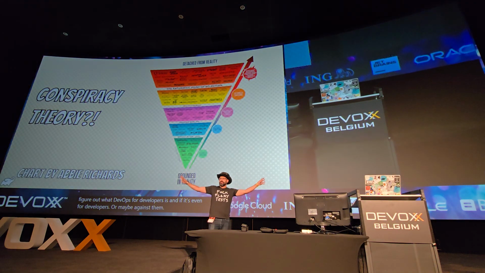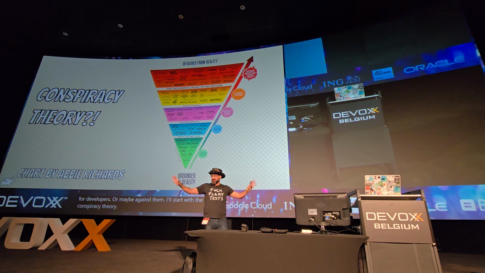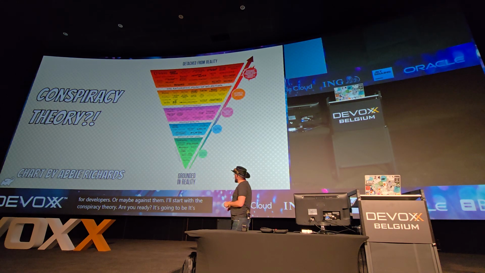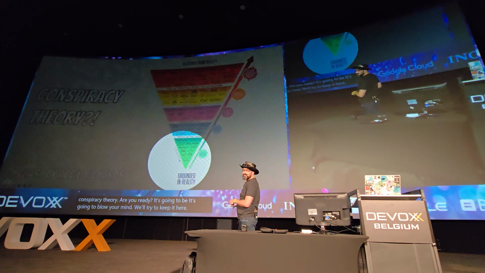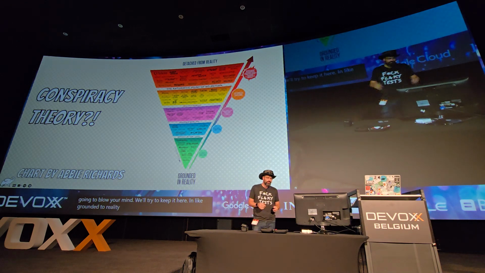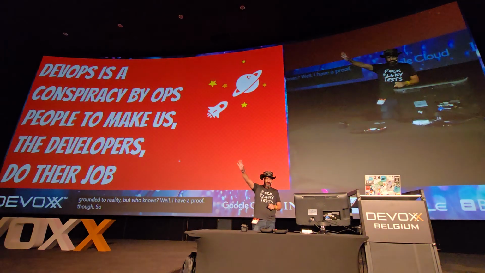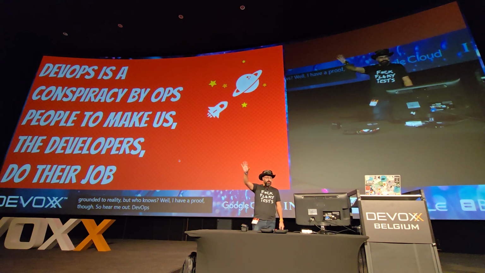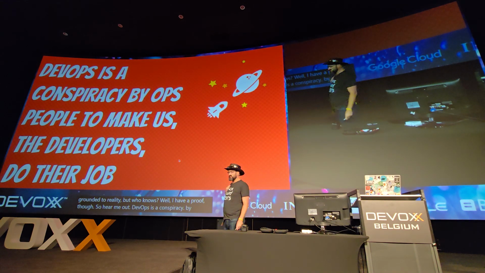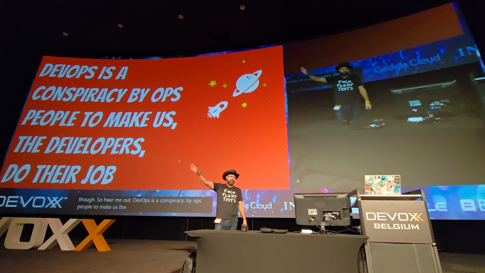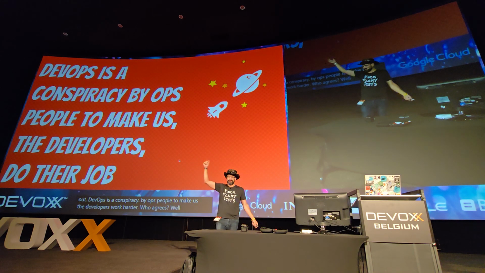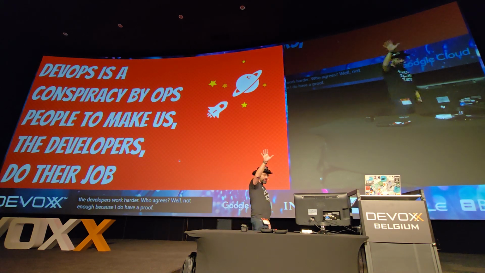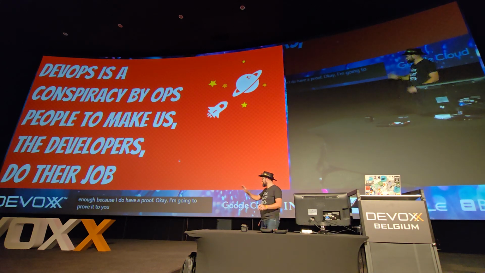I'll start with the conspiracy theory. Are you ready? It's going to blow your mind. We'll try to keep it grounded in reality, but who knows? Well, I have proof though. So hear me out. DevOps is a conspiracy by ops people to make us, the developers, work harder. Who agrees? Well, not enough, because I do have proof. I'm going to prove it to you, and then you will all have to agree that this is true.